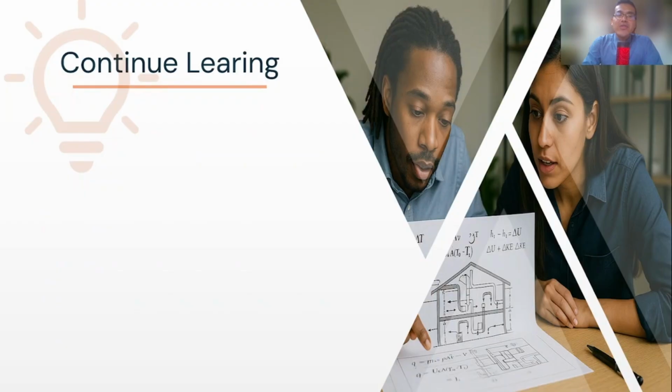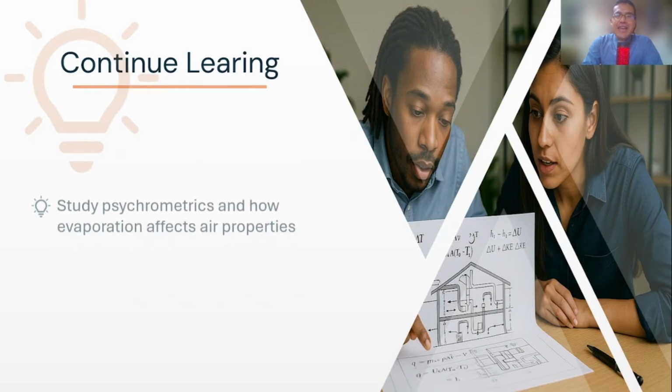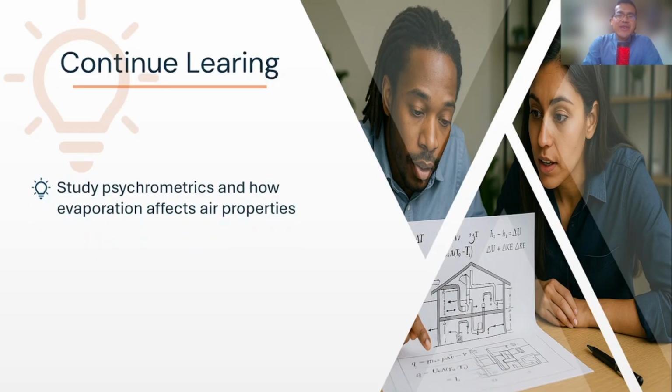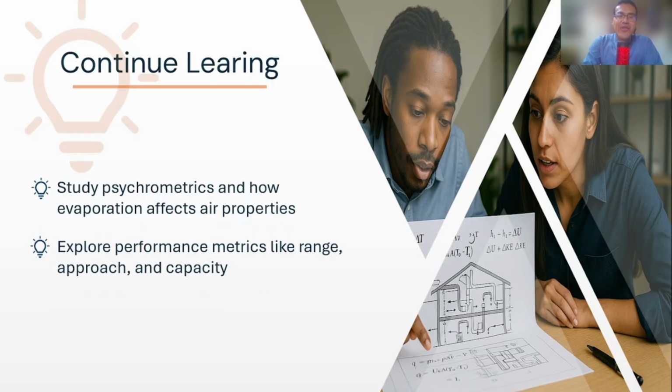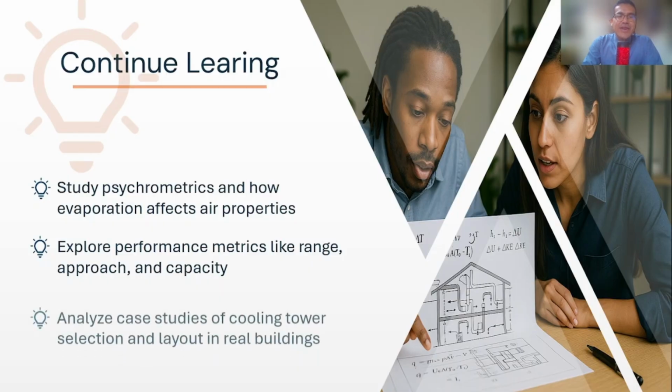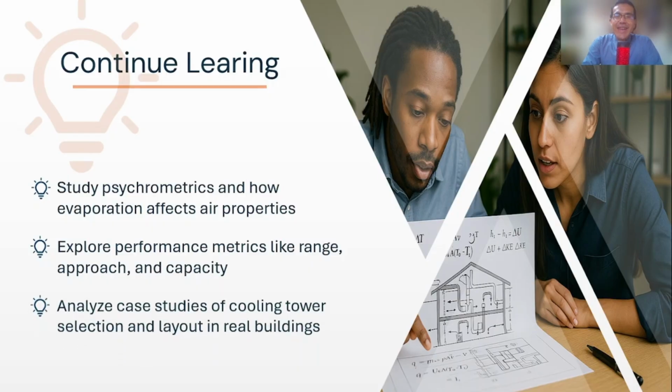To deepen your understanding, you'll want to study psychrometrics in detail, how humidity and enthalpy affect cooling potential. We'll also explore performance metrics like range, approach, and capacity in the next video. Finally, look at how cooling towers are selected and sized in real engineering projects, considering not only performance but also water use, noise, and space.